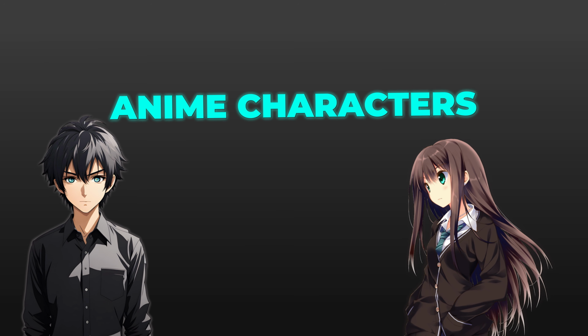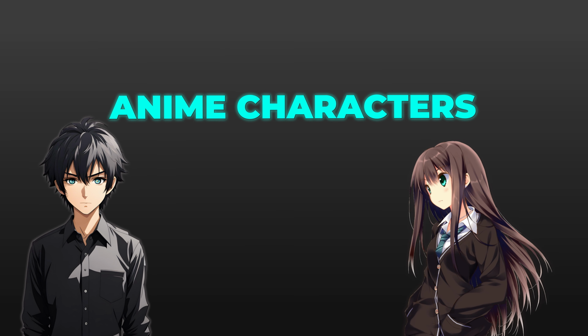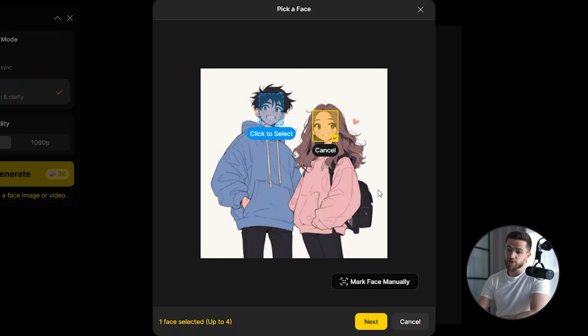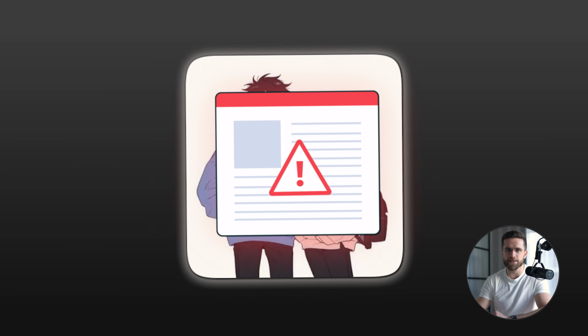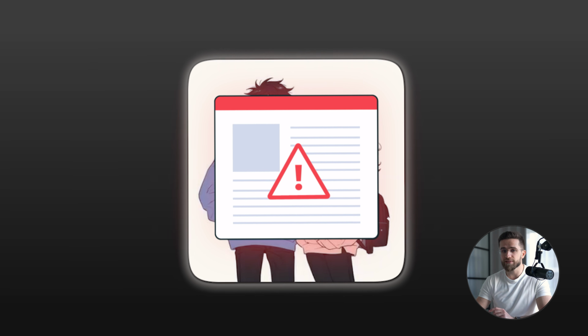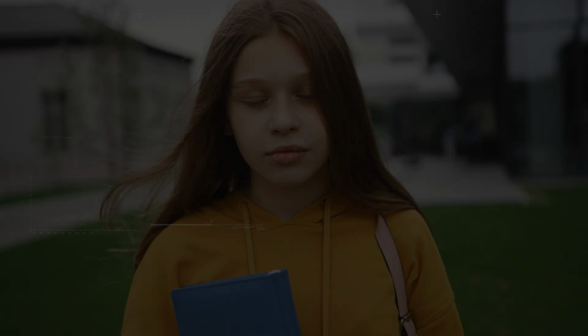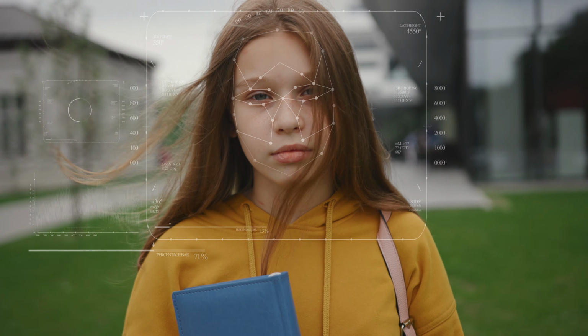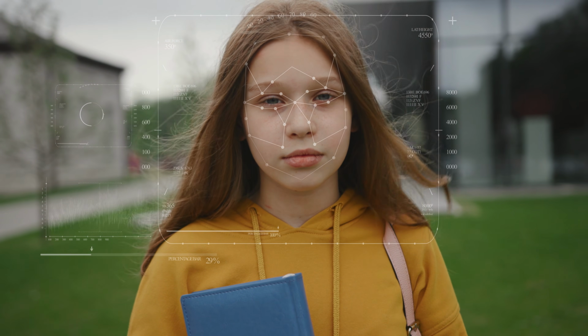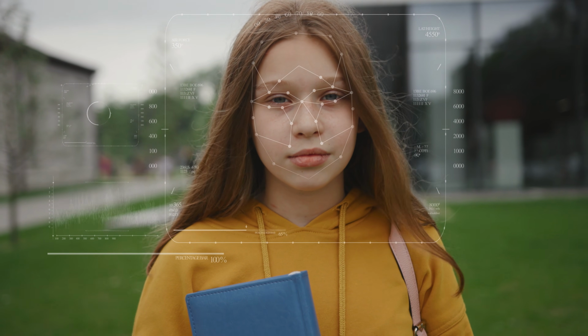Now let's test range. First, anime characters. Upload an anime image. 2 characters, stylized faces, big eyes, drawn features. Many lip sync tools completely fail here because they're trained exclusively on realistic human faces. The algorithms expect skin texture, natural proportions, photographic lighting. Anime breaks all those rules.